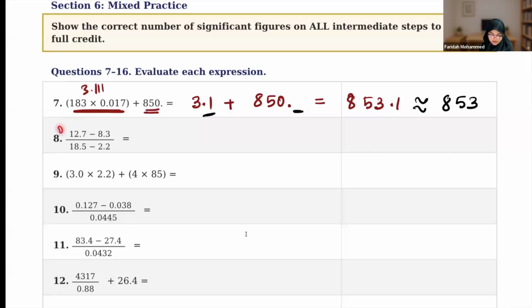So for example, for number 8, the top one you answer first, the bottom one you answer then, together, because it's subtraction, right? And then based on that, you do the division. Try.